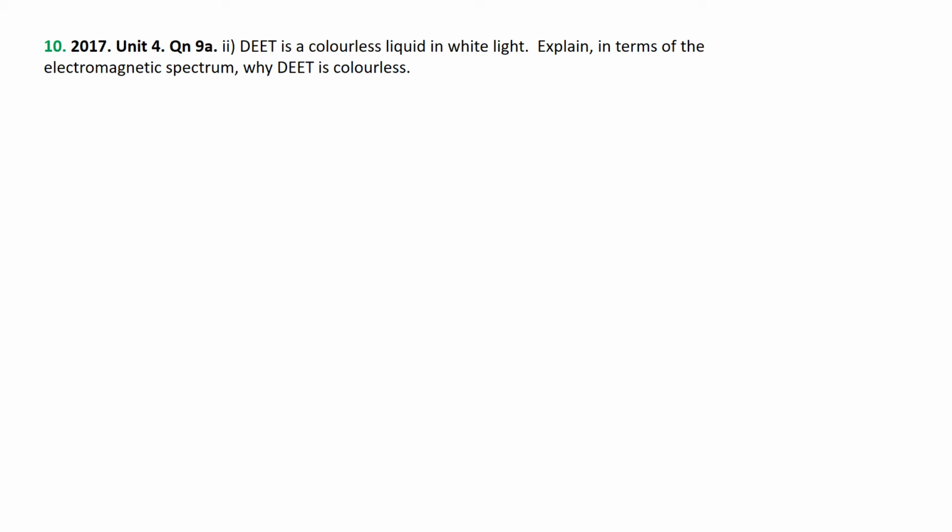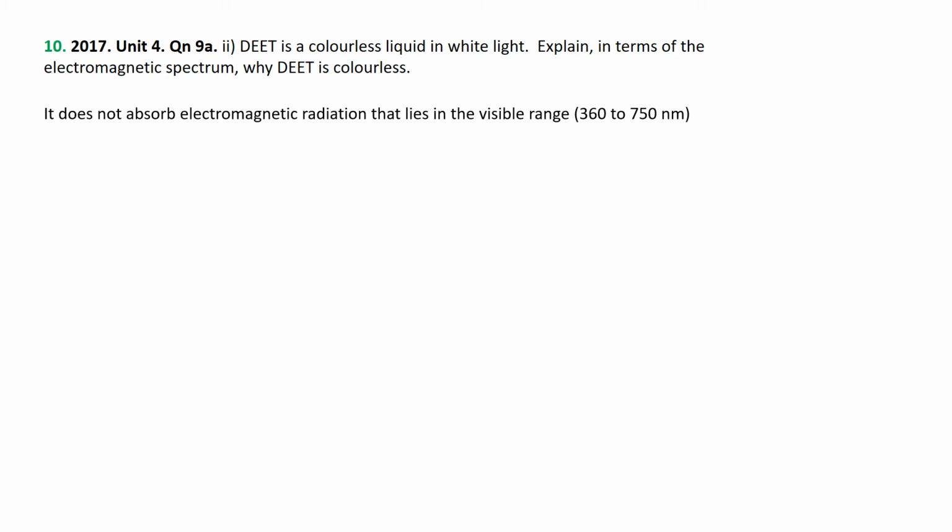DEET is a colourless compound in white light. Explain in terms of the spectrum why DEET is colourless. If it's colourless, it means it doesn't absorb any of the visible electromagnetic radiation. Here I'm giving a bigger range than the A level, 360 to 750 nanometers. This is a more realistic range. A level, 400 to 700, tomato kind of thing.